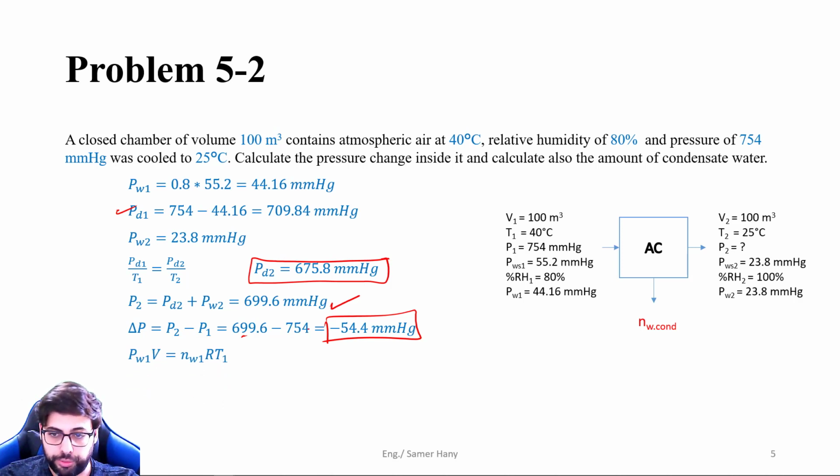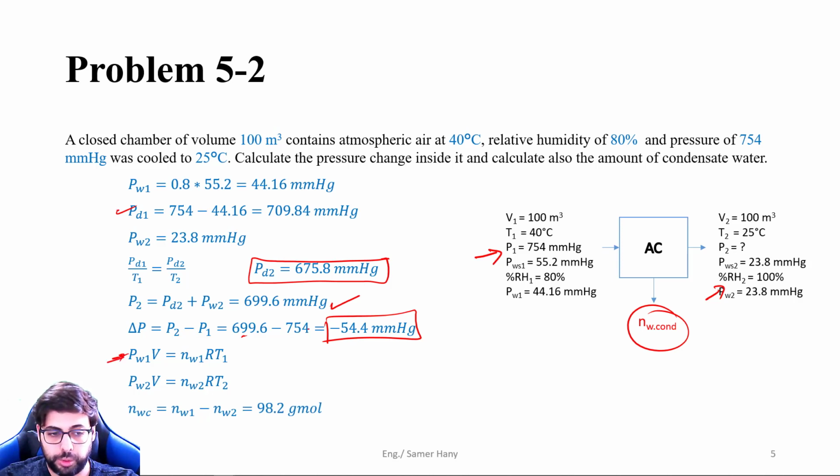And to get the amount of condensed water, we can just apply the ideal gas law for the water that was inside the inlet gas and the water that's inside the outlet gas, and subtract both to know how much water was condensed. So applying the ideal gas law two times, once for the inlet and once for the outlet, we get N water 1 and N water 2, and the difference between the inlet and the outlet water vapor will give us the liquid water condensed in that AC unit. All right.